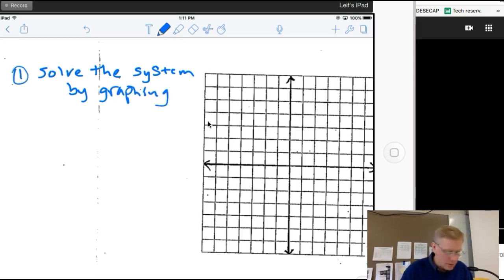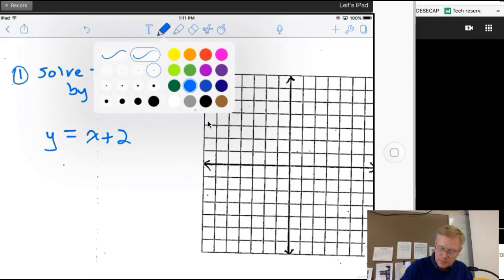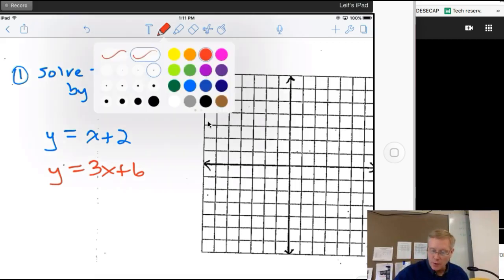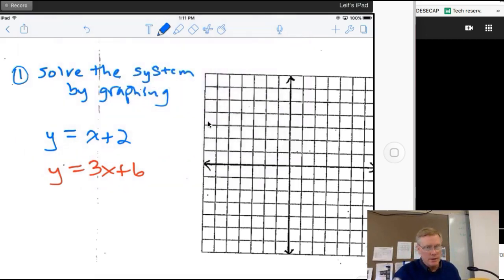And there's 2 equations. The first one is y equals x plus 2. And the second one, I'm going to use a different color for the second one since I'll be graphing, which is y equals 3x plus 6. All right, so remember when you're solving by graphing, I'm going to graph the 2 lines and I'm looking for where they intersect, okay, which would be 1 point. It's not an inequality, it's not shading, it's straight up graphing, just 2 lines.